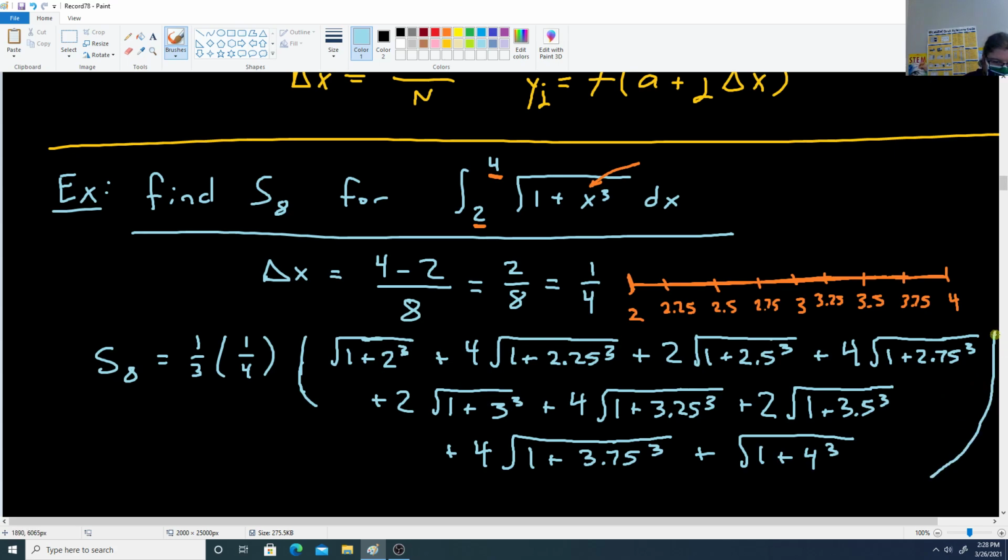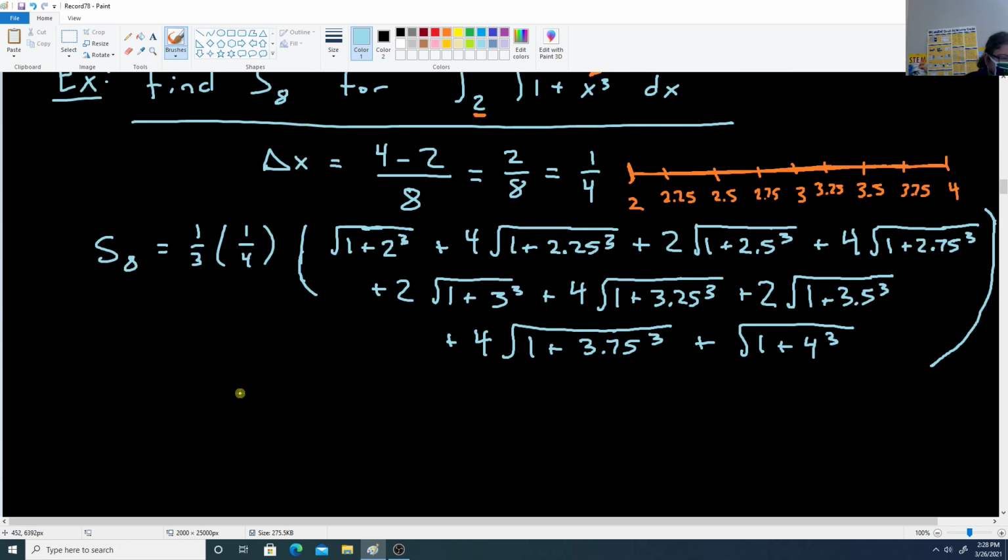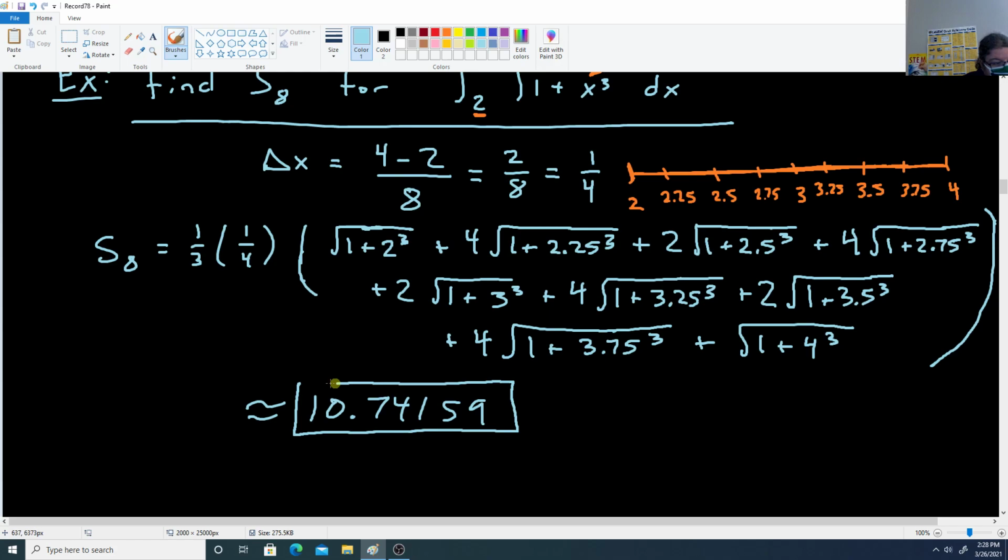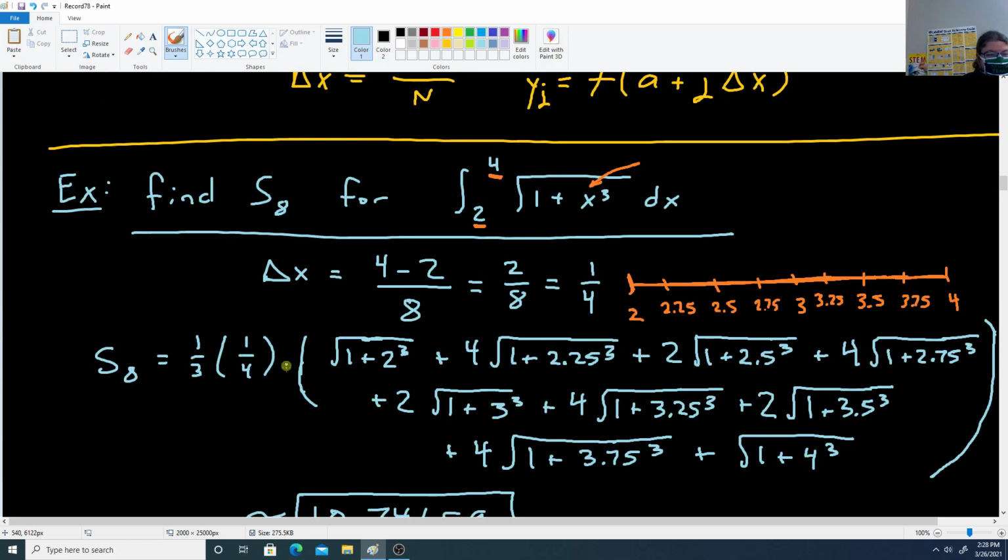So the first one doesn't have any number in front, then it's 4, 2, 4, 2, 4, 2, 4, and the last one doesn't have anything in front of it. That gives us Simpson's rule. If we type that all into a calculator, it takes a little while, but it gives us approximately 10.74159. And that's basically how you set up Simpson's rule.